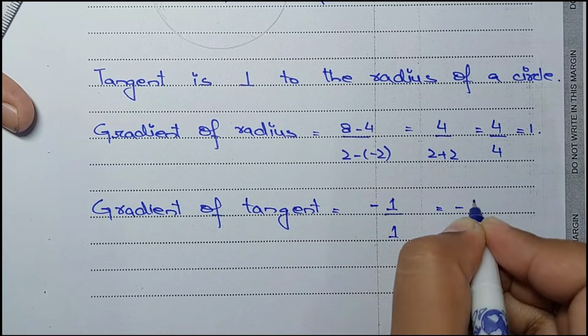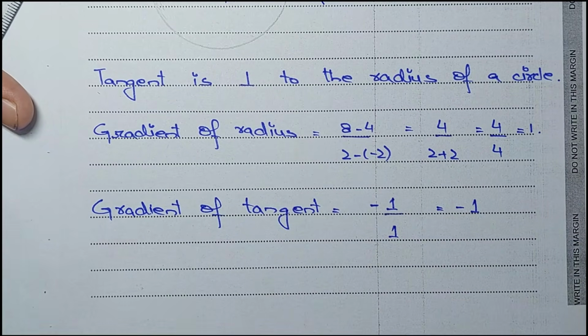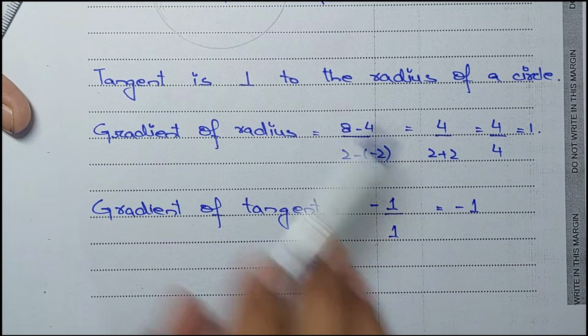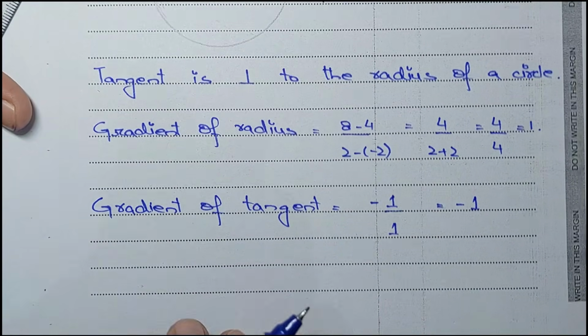So that is minus 1. 1 reciprocal is also 1, so it's negative 1, right? So now we have the gradient and we have the point. Just write down the equation of tangent.